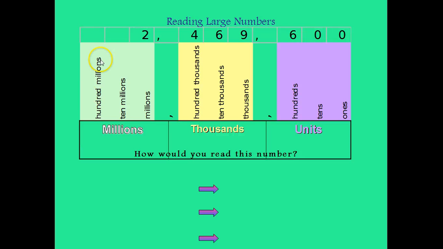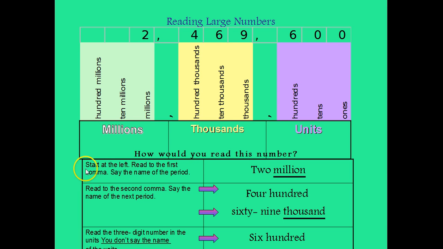Alright, so let's talk about how you would read this huge number up here. It's actually very simple. You start reading it from the left. Here we have all the directions down here. You start from the left. You read to the first comma. We're just going to break these down. You start reading the number before the comma. This number here says 2, so you say 2. When you get to this comma, you read whatever period this is. This is the millions section, and you say 2 million.